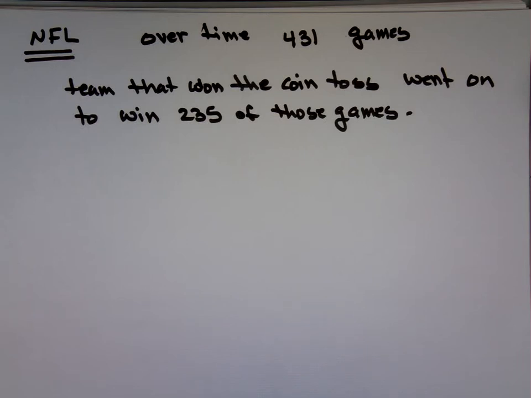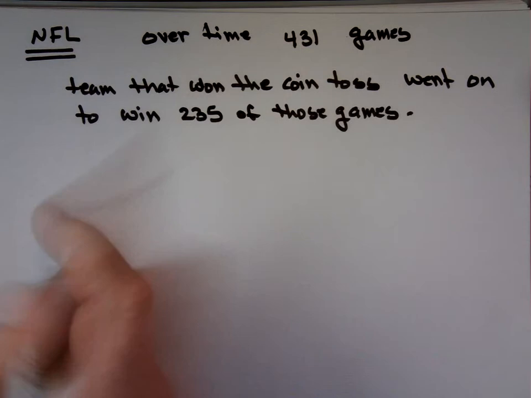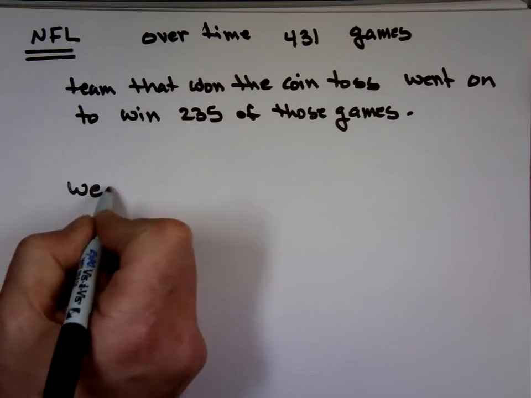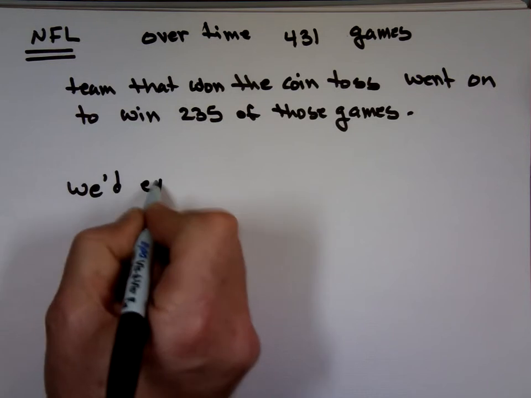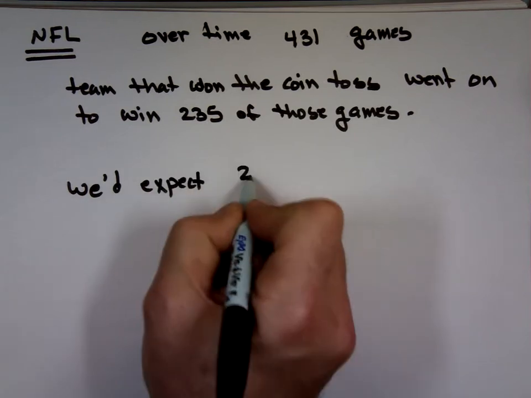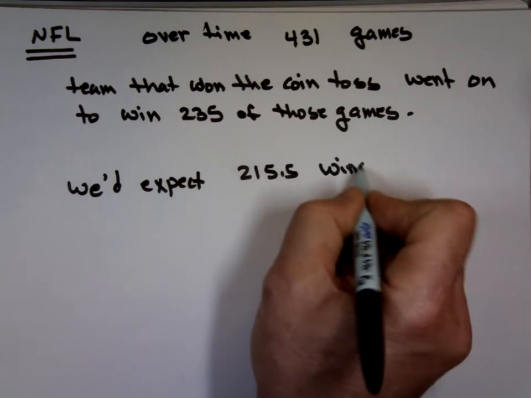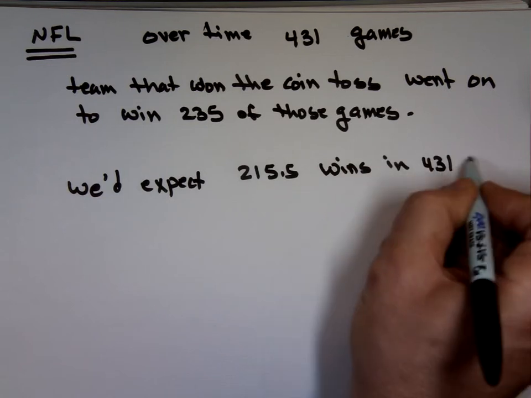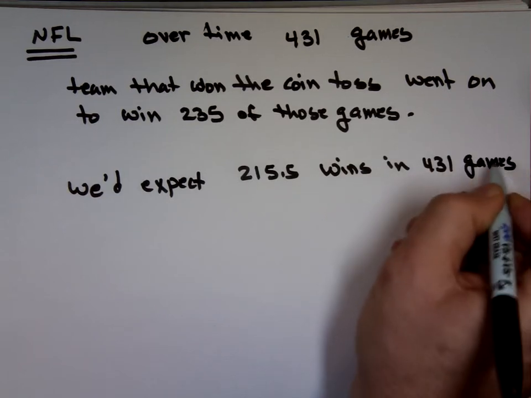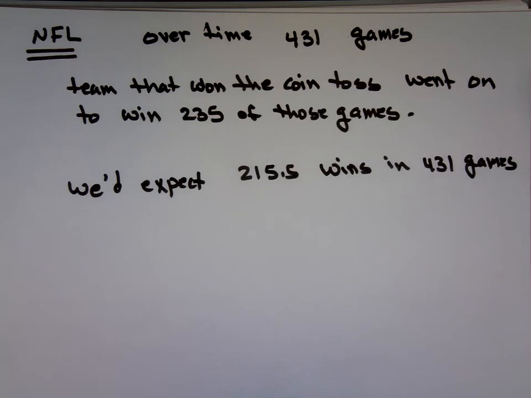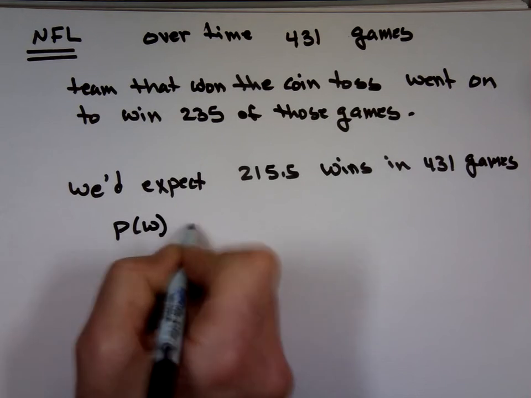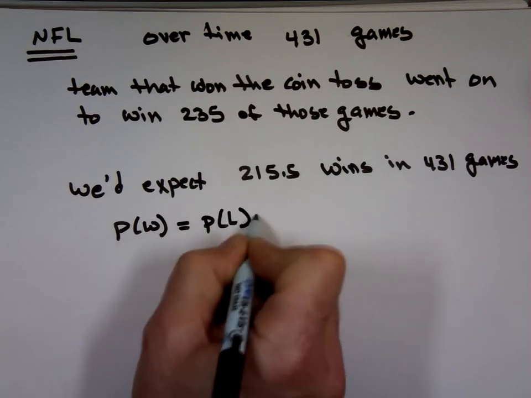So if your chance is 50-50 when you go to overtime, because if the two teams are close enough, they went to overtime, they must be close enough. The chance of winning, each one's 50-50. Then if that's the case, what's 50% of that number? We would have expected to see what? Roughly 215.5. We can't have a 0.5, but 50-50 wins in 431 games. 215.5 wins. Why? Because the probability of winning the game is the same as the probability of losing the game, which is 0.5. You have a 50% chance.